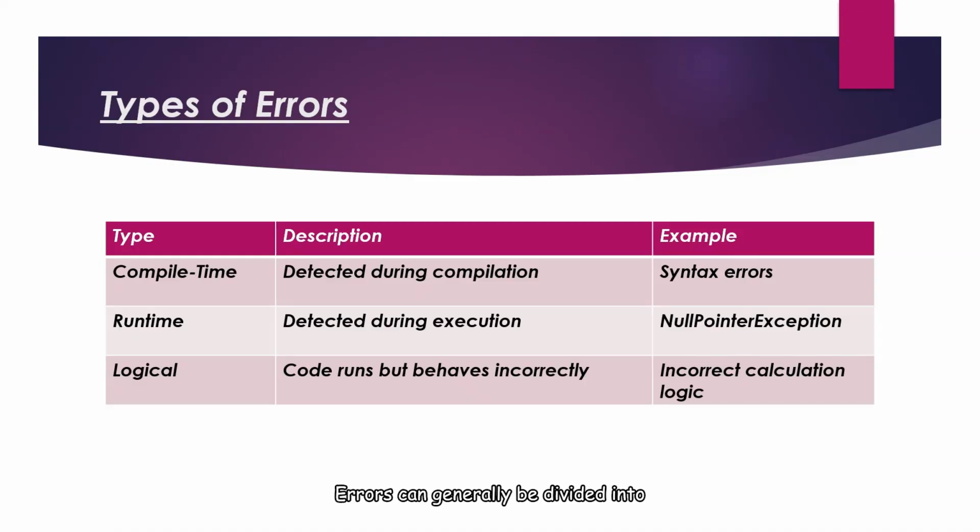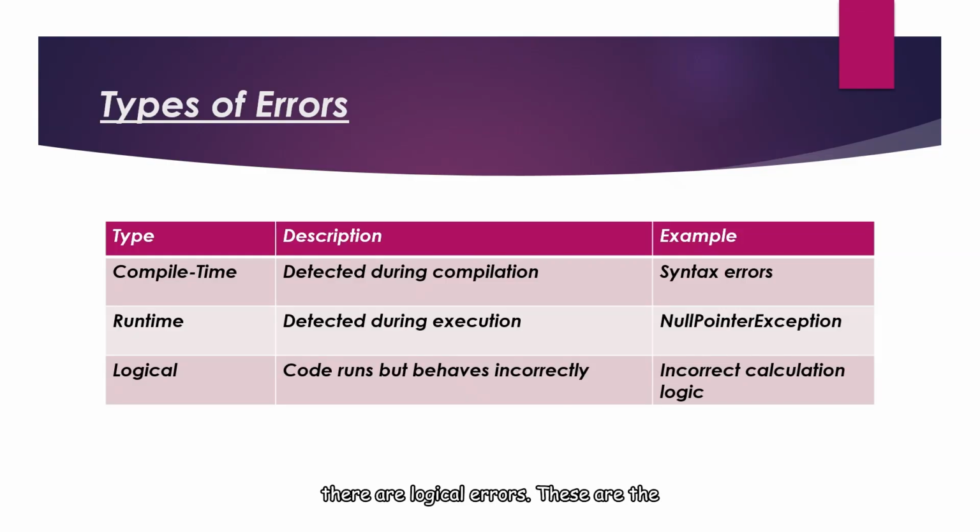Errors can generally be divided into three types. First, we have compile time errors. These are caught during development, like syntax mistakes or missing method implementations, and are relatively easy to fix because they are flagged by the compiler. Next, we encounter runtime errors. These slip past the compiler and emerge only when the program runs. For example, accessing a null object or dividing by zero.